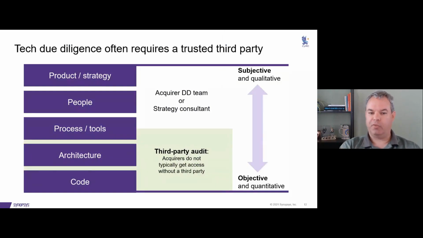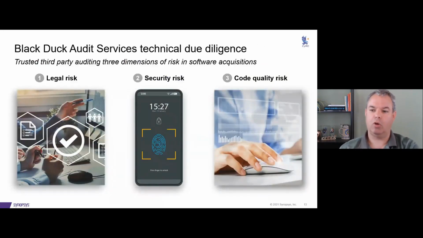One part of the Synopsys business is involved in doing the technical due diligence involved in those types of transactions. So an acquirer typically knows the strategy behind what their acquisition target is all about. They can assess the people, but when it gets to things like the processes, the tooling, the architecture, the code, they need that third-party audit. That's where we come in. And we look at it from the legal, the security, and the code quality risk side of the equation.